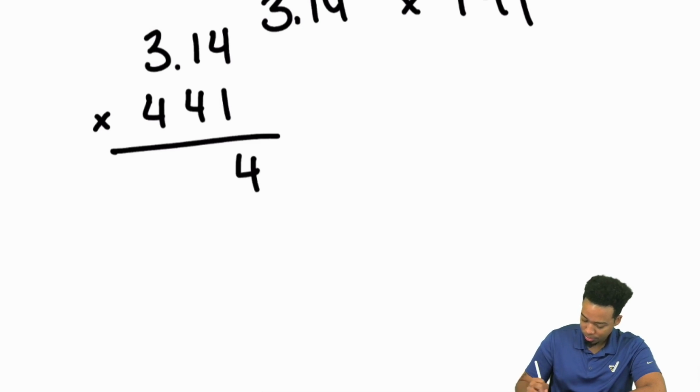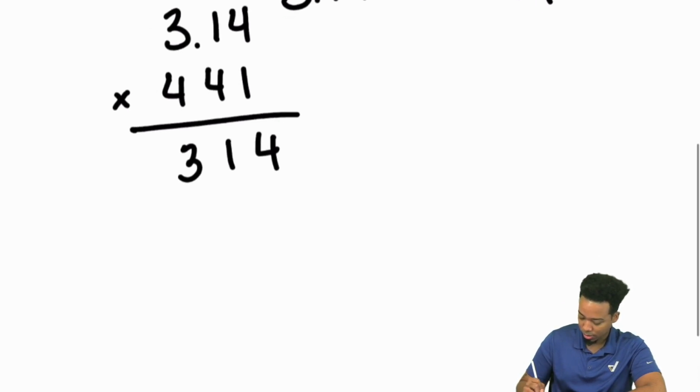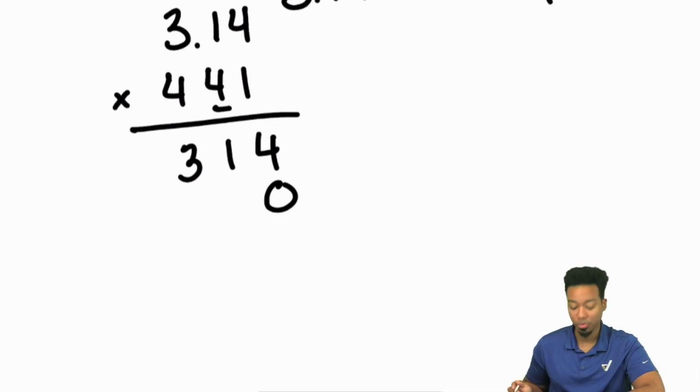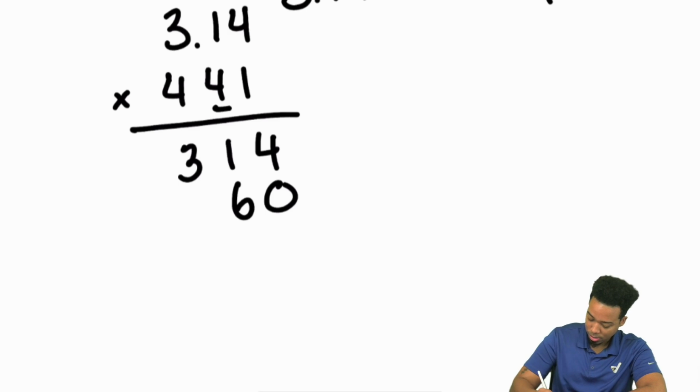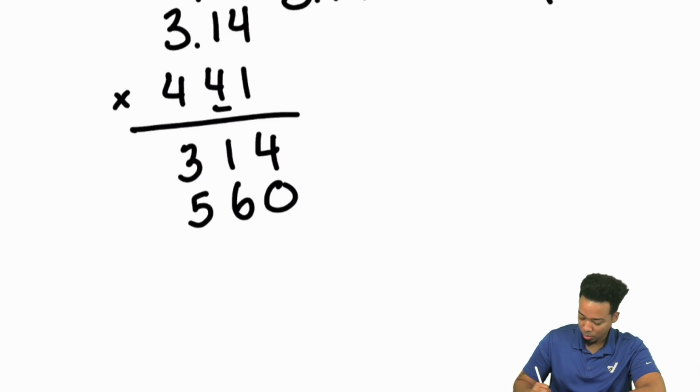4 times 1, 1 times 1, 3 times 1. Then we'll do the next line for the next place value. 314 times 4. 4 times 4 is 16. 1 times 4 is 4. Carry the 1 is 5. 3 times 4 is 12.